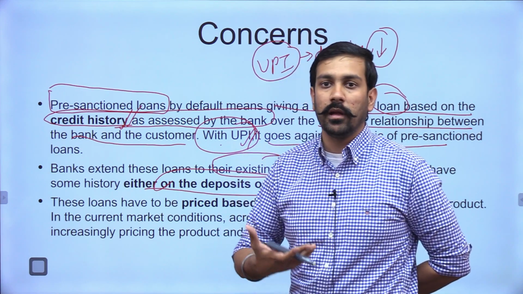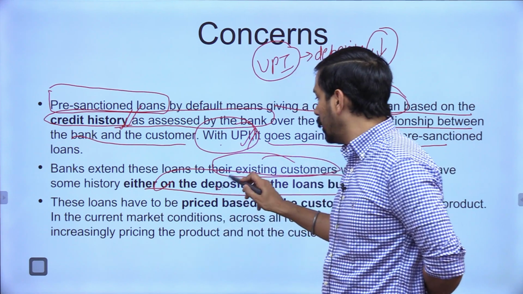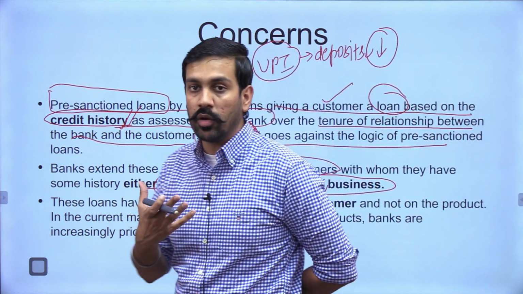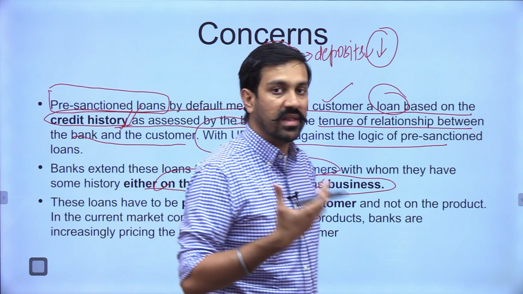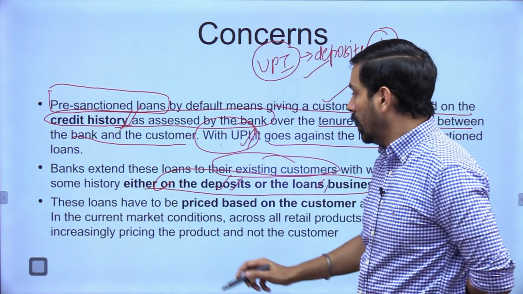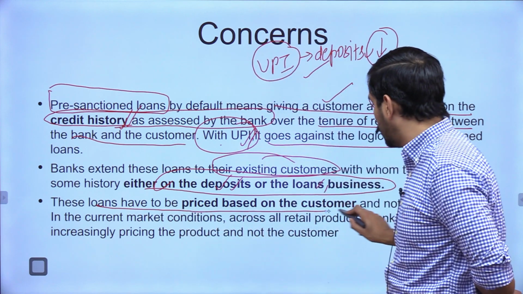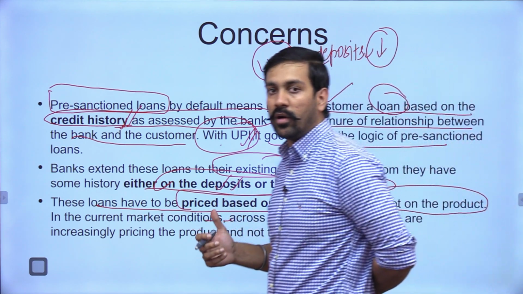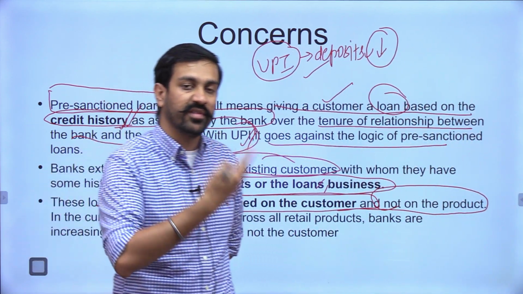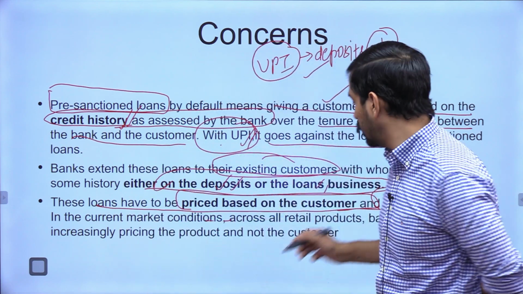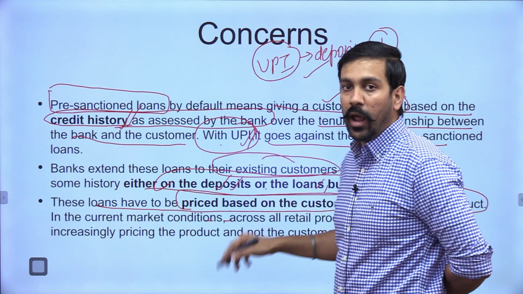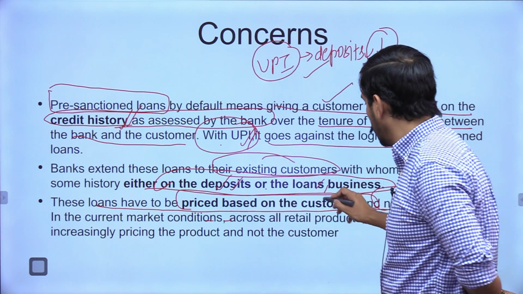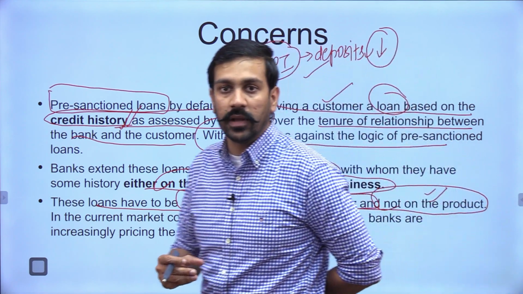Whereas when you go to a physical bank or to the website of a bank, you get a loan on the basis of your deposit or on the basis of your loan business. There is some kind of security that you have to keep with the bank, but that is totally absent here. It is stated that these loans will be priced on the customer rather than on the product. As I stated earlier, the loans given by the bank are on the basis of some deposit, so it is on the basis of the product. But here, deposits are not of high amount and it is given to every individual, so the loans will be priced on the basis of the customer.